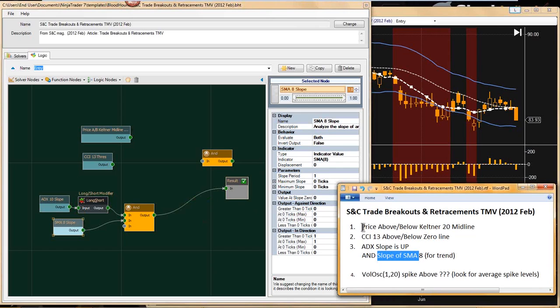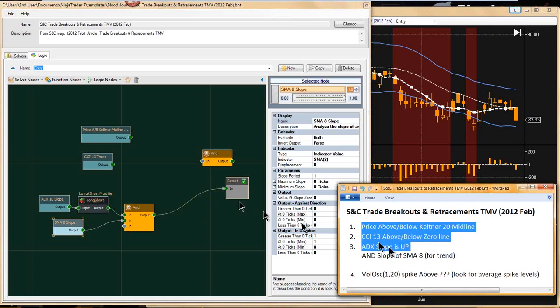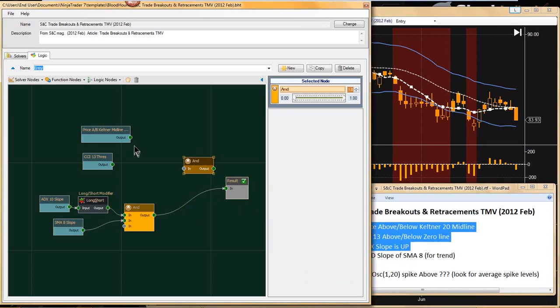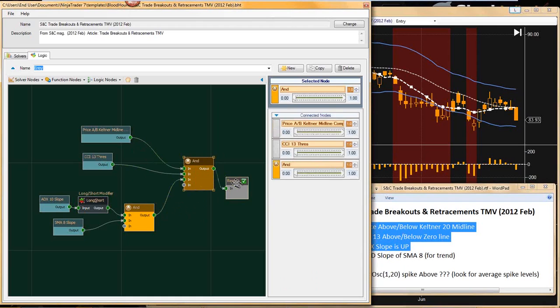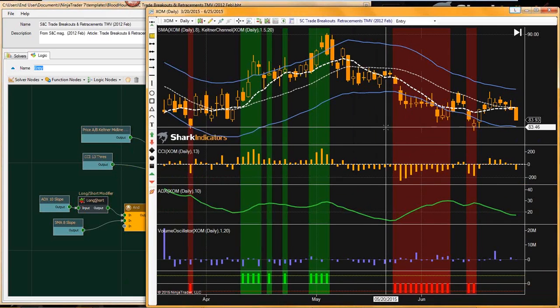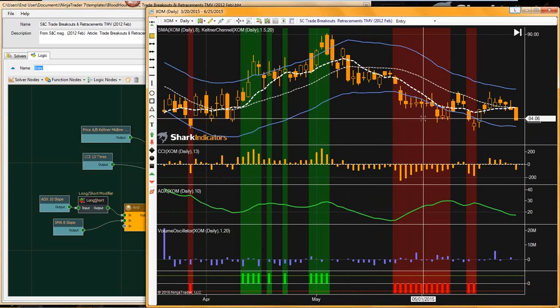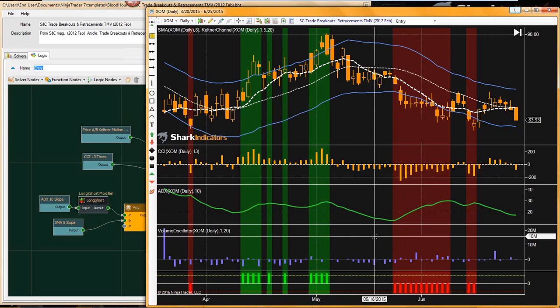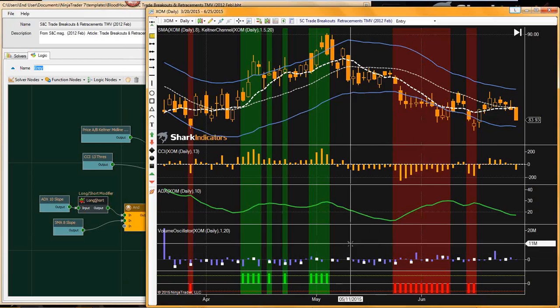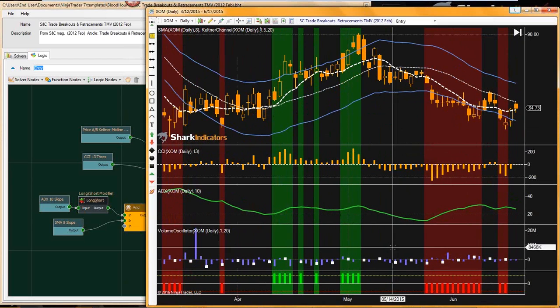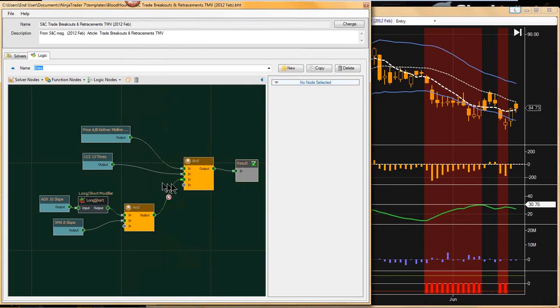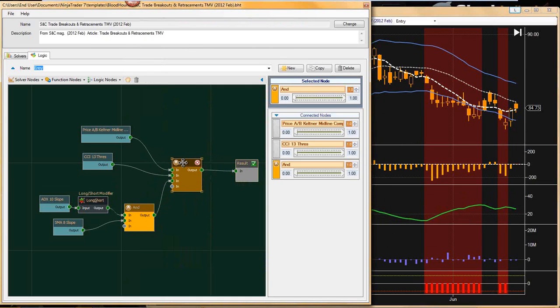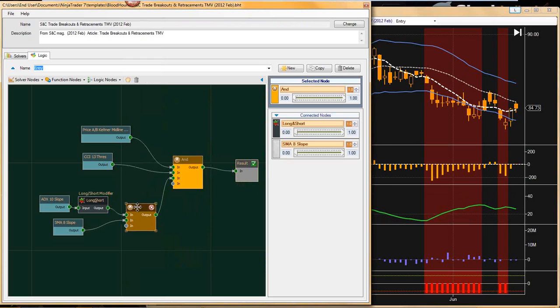And then for the trading system itself, you take rule 1, 2, and 3, and they all have to be in agreement, which means you need to use an AND node. So you could do something like this, and that tells you when we have rule 1, 2, and 3 in place. So far, the only thing we're missing now is looking for the volume spikes on the volume oscillator. But getting back to the AND nodes, you notice I've got 2 AND nodes.